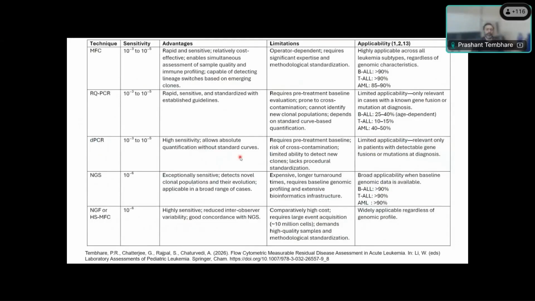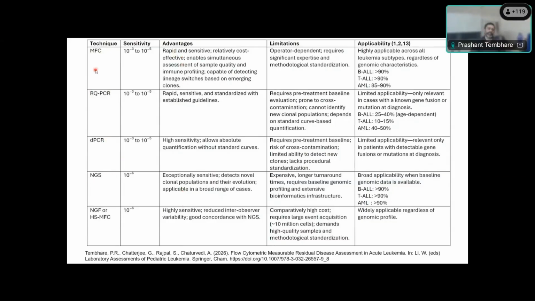So I was discussing the different techniques. If you compare them, each technique has some advantages and some limitations. For example, for flow cytometry, we have two techniques: the standard flow cytometry technique, and the highly sensitive or next generation flow cytometry. Similarly, in molecular, we have RQ-PCR, droplet digital PCR, and next generation sequencing, and they have their own advantages.